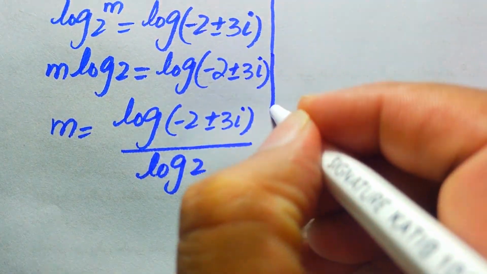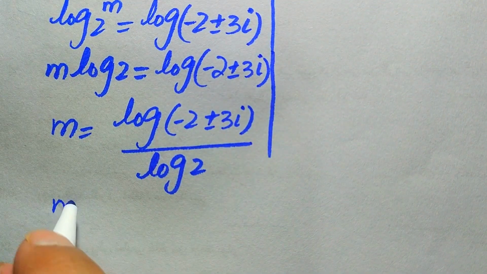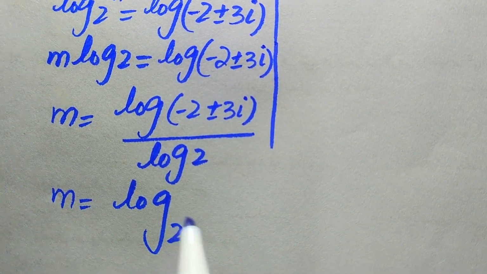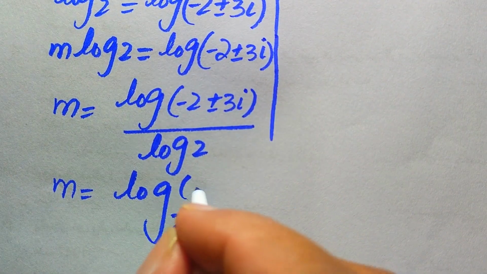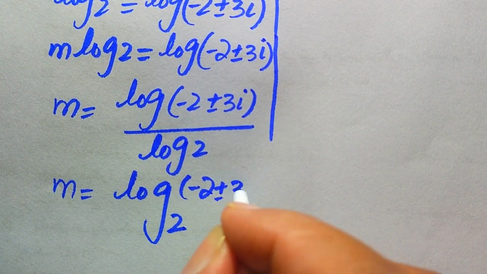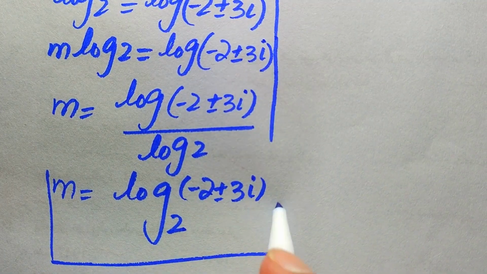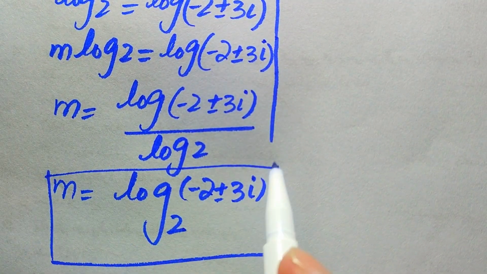So here you see that we use the property of log and we write it as log with base 2 of minus 2 plus minus 3 iota. So these are the two complex roots of the given equation.